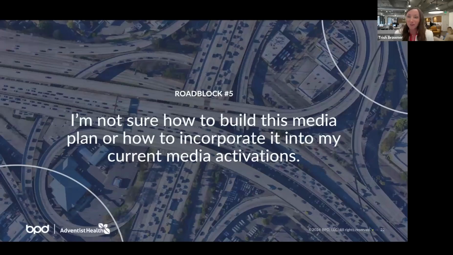All right, now we are going to move on to roadblock number 5. I'm going to pass it over to Josh. Thanks, Trish. So I'm going to walk you through roadblock number 5, which is: I'm not sure how to build my media plan or how to incorporate it into my current activations in the markets that we're in. So where do we get started?